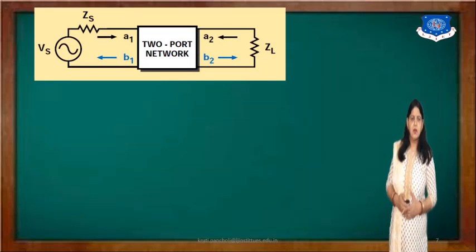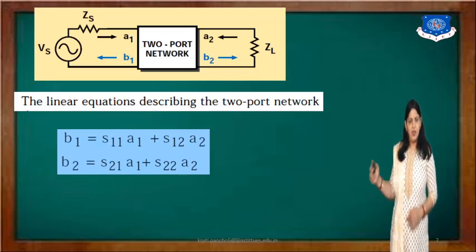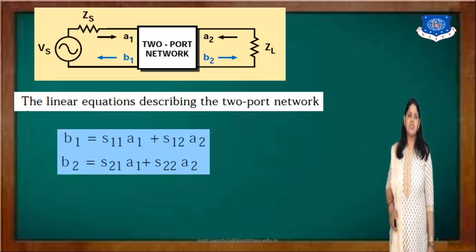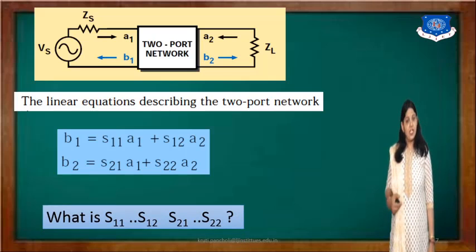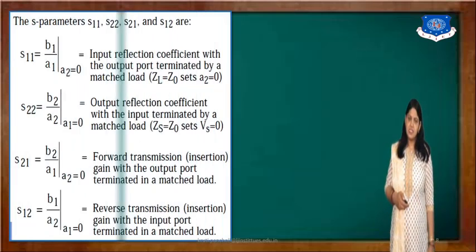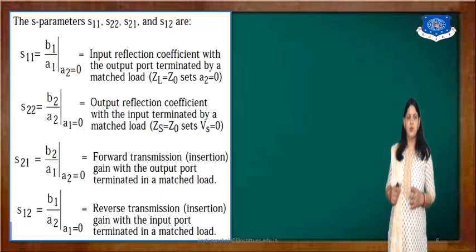Here in the diagram we can define a few more parameters. We can write the linear equations describing the two-port network: B1 is equal to S11 A1 plus S12 A2. B2 is equal to S21 A1 plus S22 A2. What is S11, what is S12, what is S21 and what is S22? So now we are defining all of these.